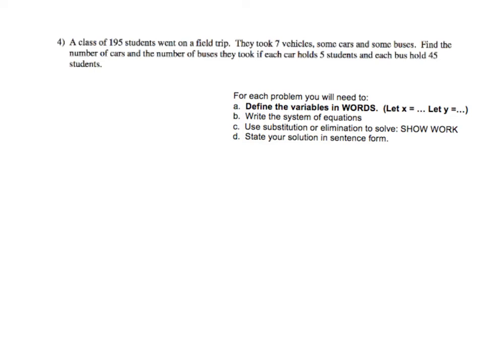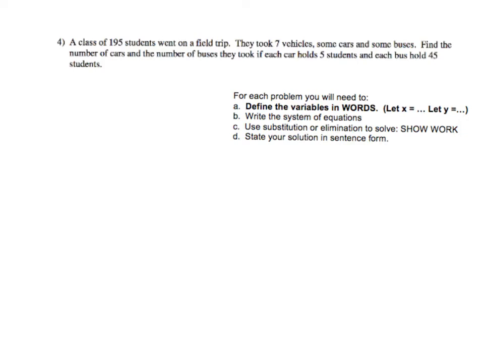On these types of word problems, I know that I'm going to need two equations, so I'm always going to be looking for two relationships when reading these questions. So question 4 says a class of 195 students went on a field trip. They took 7 vehicles, some cars, and some buses. Find the number of cars and the number of buses they took if each car holds 5 students and each bus holds 45 students.